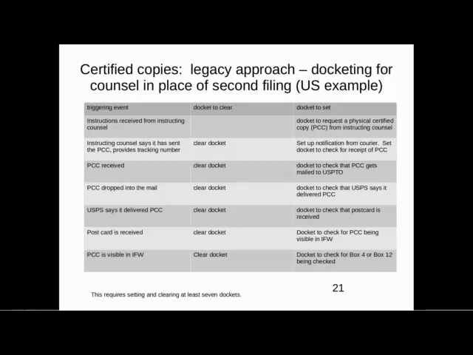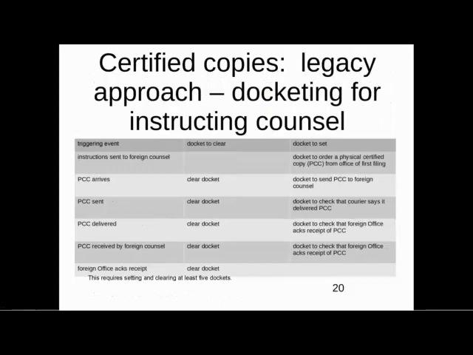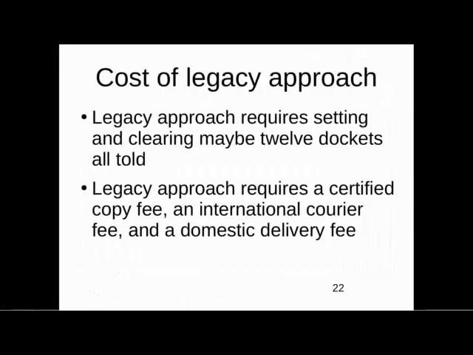If you miss any of these dockets, down the line, you're going to have a patent that could be destroyed at litigation time if it turns out that that priority claim had not been perfected. Why? Because there's no clear record that the certified copy ever got into the U.S. case. We're talking setting and clearing perhaps 7 dockets. So between foreign counsel, 5 dockets, U.S. counsel, 7 dockets, all told perhaps 12 dockets being set and cleared, and money being spent, a fee being paid to get the physical certified copy, money being paid to DHL to send the courier package, domestic delivery fee to send the Postal Service package to the USPTO.